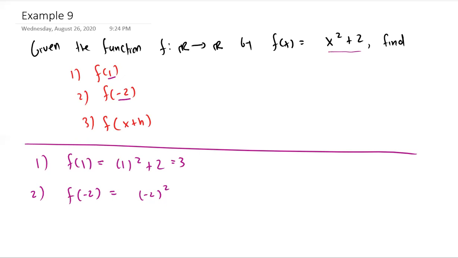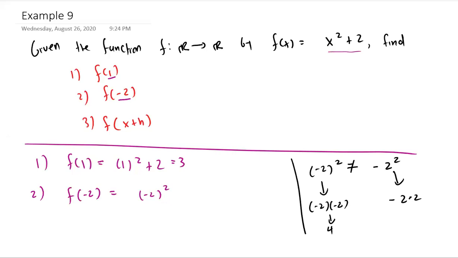Always. Because negative 2 squared, without parentheses, is not equal to negative 2, in parentheses, squared. What is this one equal to? This is negative 2 times negative 2. What is this one equal to? This is negative of 2 times 2. This one here is equal to positive 4. This one is equal to negative 4.